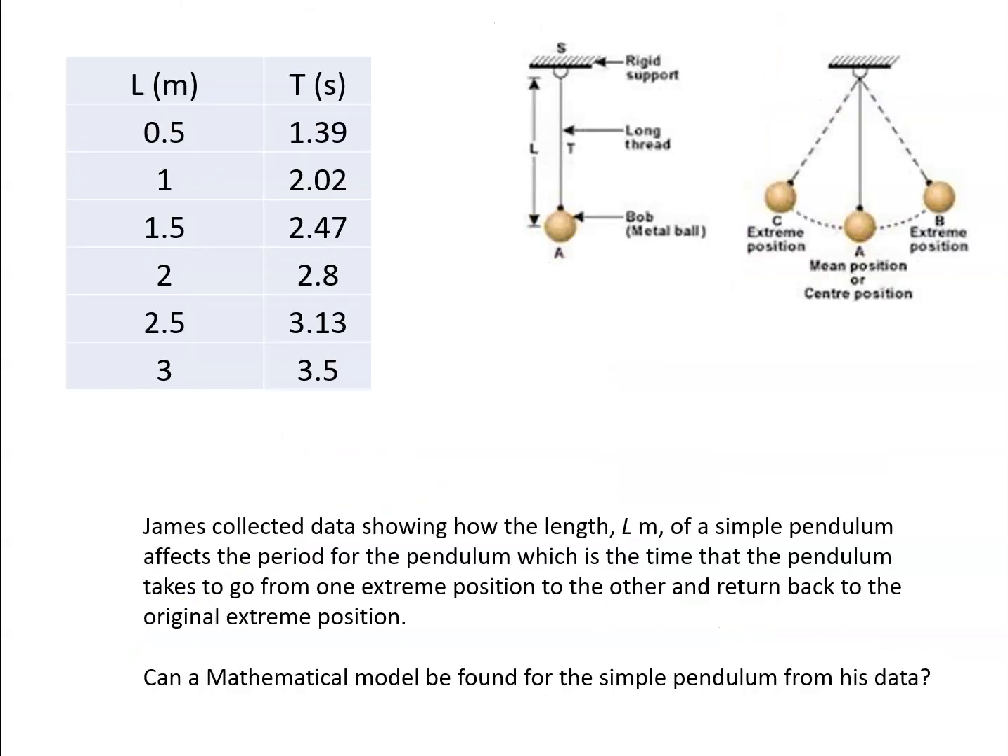James has collected some data showing how the length, L meters, of a simple pendulum affects the period for the pendulum, which is the time that the pendulum takes to go from one extreme position to the other extreme position and return back to the original extreme position. The times for different lengths are shown in the table, and what we want to see is whether we can produce a mathematical model relating the time for one period of the pendulum to the length of the pendulum.